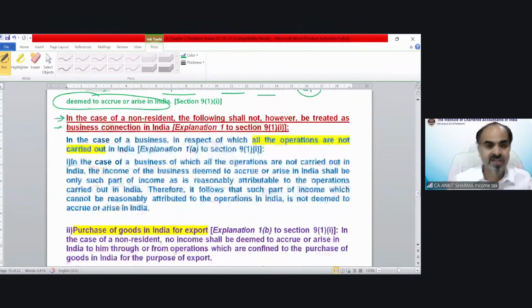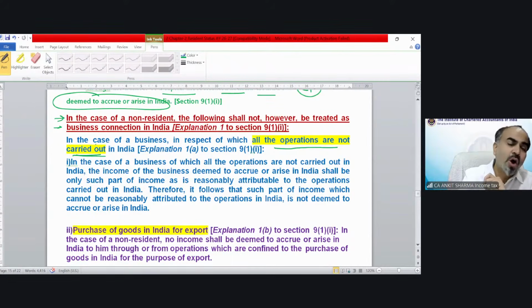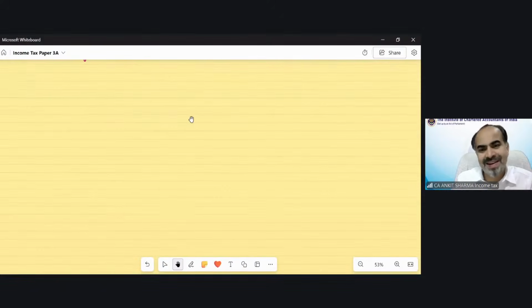The first case says, in case of business in respect of which all the operations are not carried out in India. So there is a business. The majority part of this business, suppose, is carried on outside India, and only some operations are carried on in India. So the proportionate part of its income, which belongs to the operation carried out in India, is going to be treated as deemed to arise in India. Let me tell you when. With the help of an example, you will be able to understand.